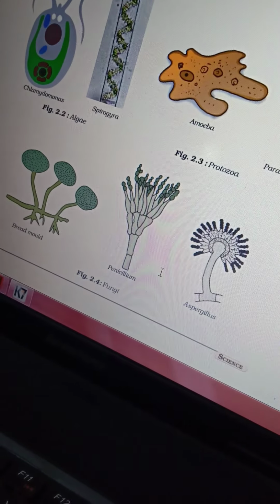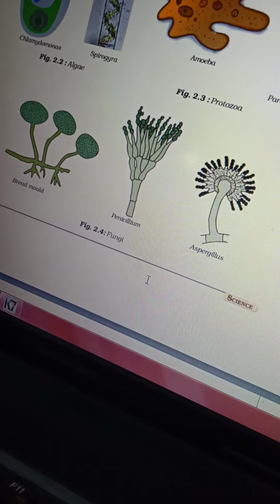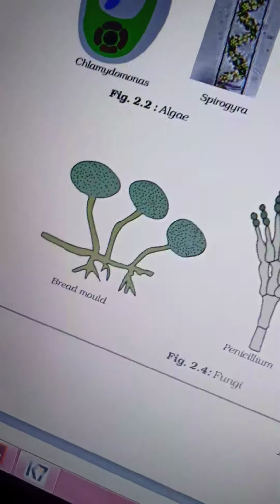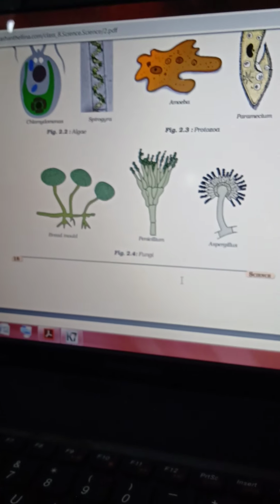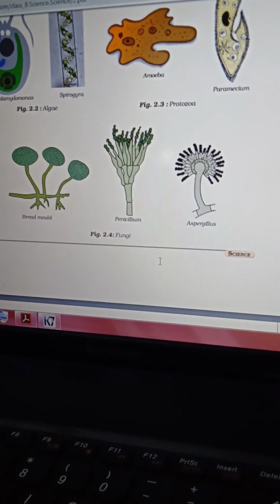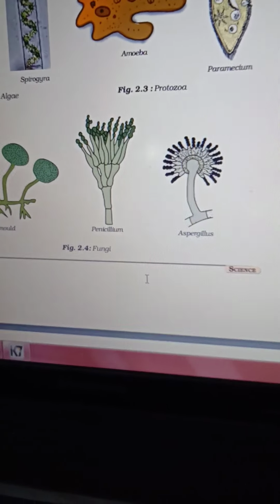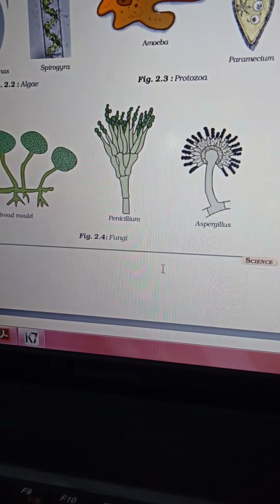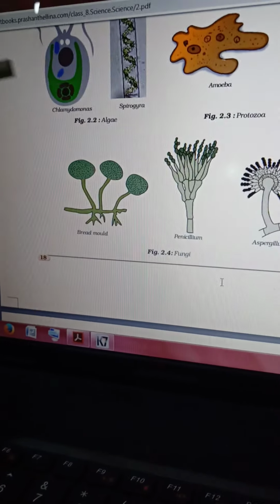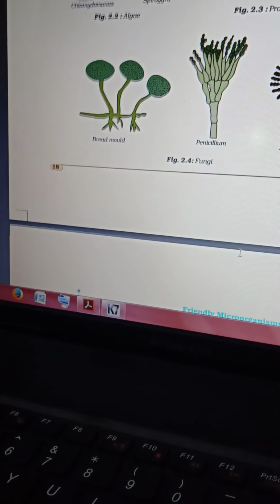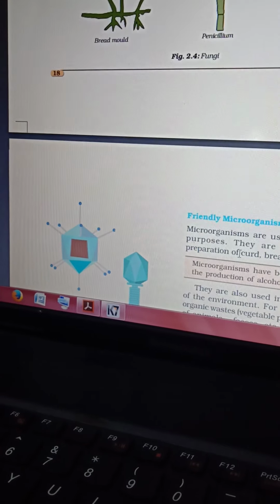And below we can see the different types of fungus, that is bread mold, penicillium, and aspergillus. These are the different kinds of fungus. They have a branched body that is known as a mycelium, on which they bear a number of spores, known as conidiospores, through which they multiply. You can now see the pictures of these microorganisms.